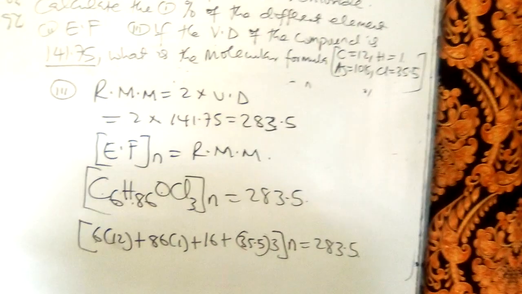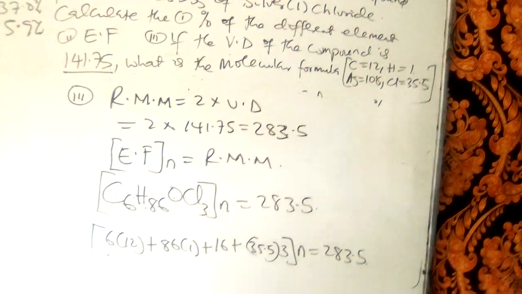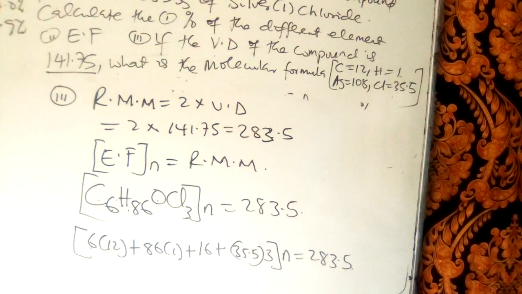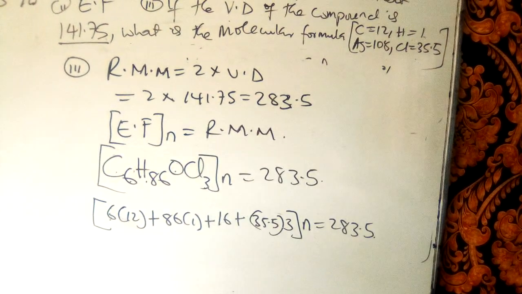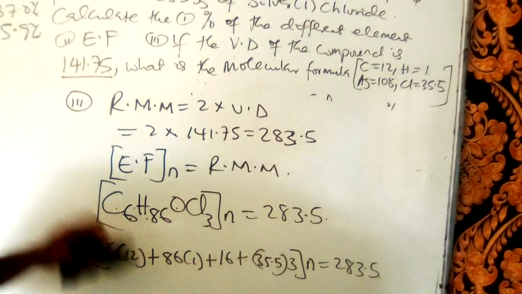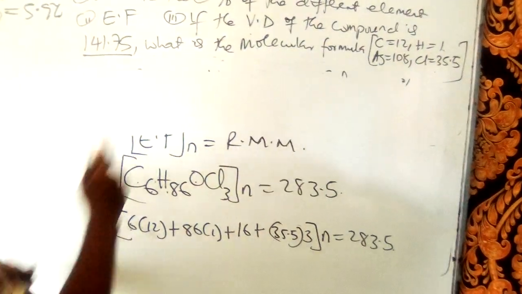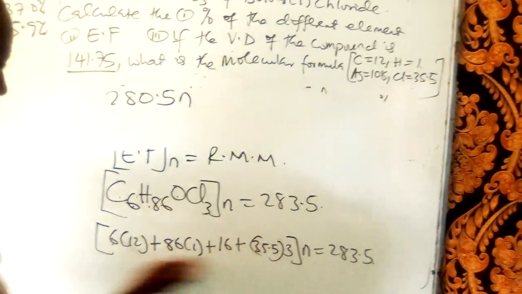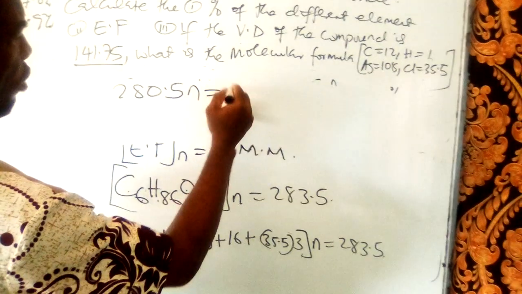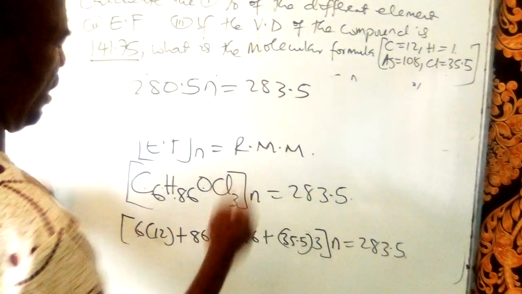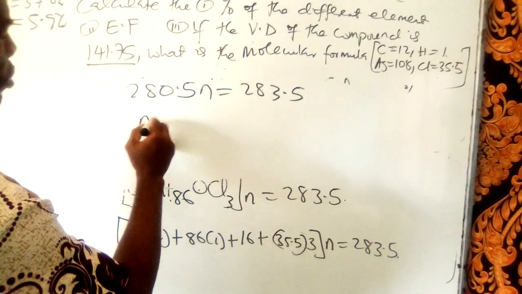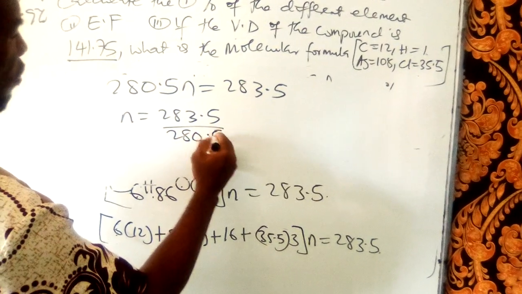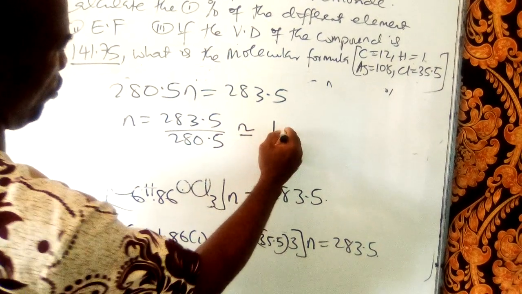We now solve what we have in the bracket. Using the calculator, we're going to have 280.5. So when you solve, you have 280.5n, which gives us 283.5. Making n the subject, n becomes 283.5 over 280.5. That gives us approximately 1, a whole number.